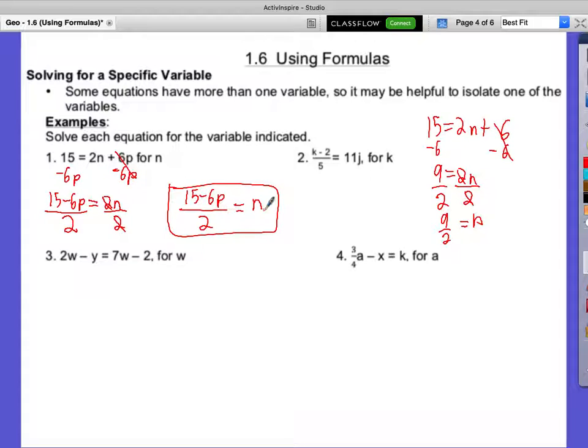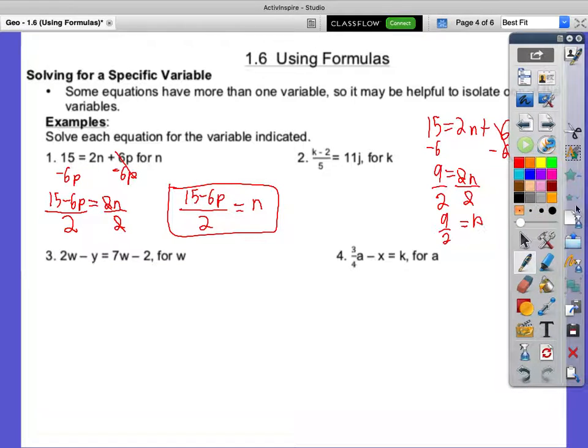Questions on that first one and how we did that mathematically? Was that any new math? Did I teach you any new math right there? No. We just took old math and we applied it, okay? Let's look at number 2 here.